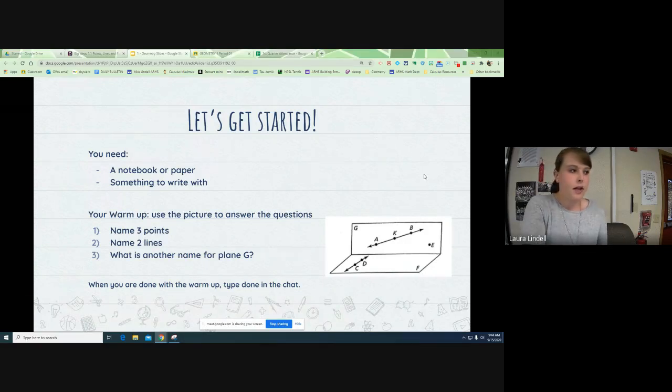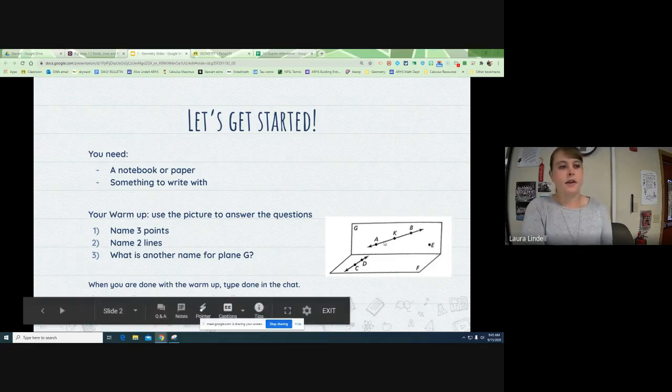All right, 2 lines. Anyone got 2 lines? Feel free to either type in the chat or unmute and talk. All right, AK is 1. So line AK. Remember, we use 2 letters to name a line, or 2 points to name a line. So point A and point K are on this line, so AK would work for this one.